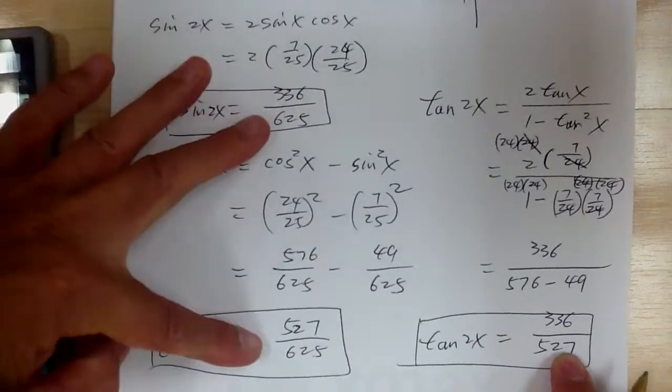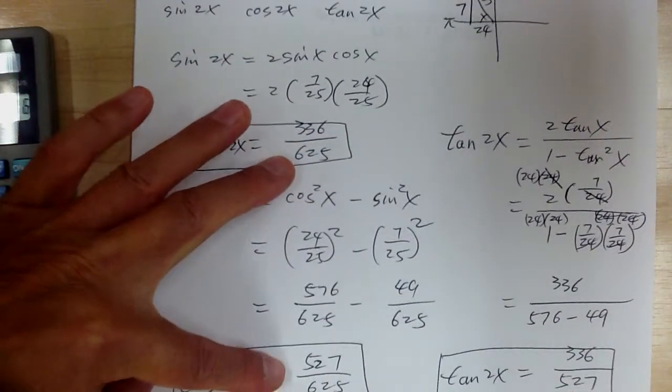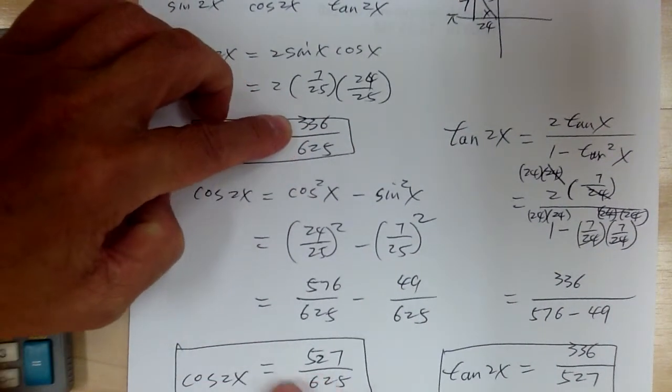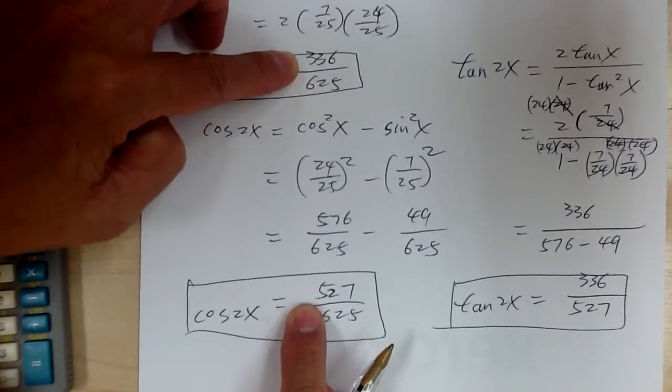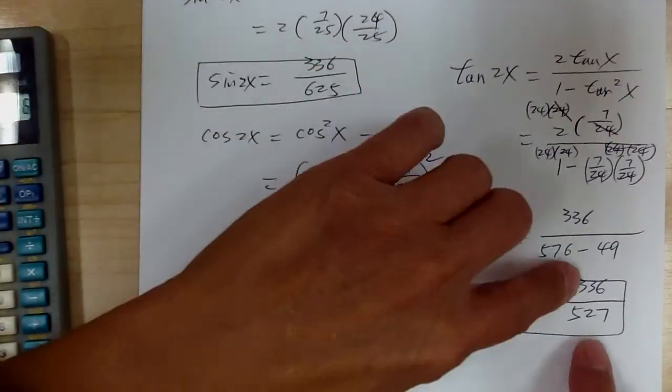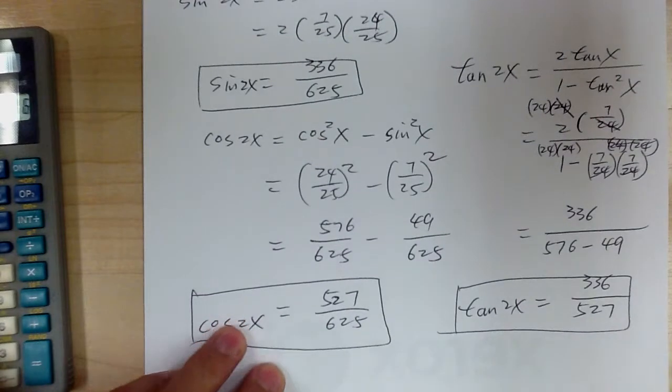You can use that to check. See, this over that, right? The 625 will cancel out, so you're going to get 336 over 527. See that? 336 over 527, and that's what you get.